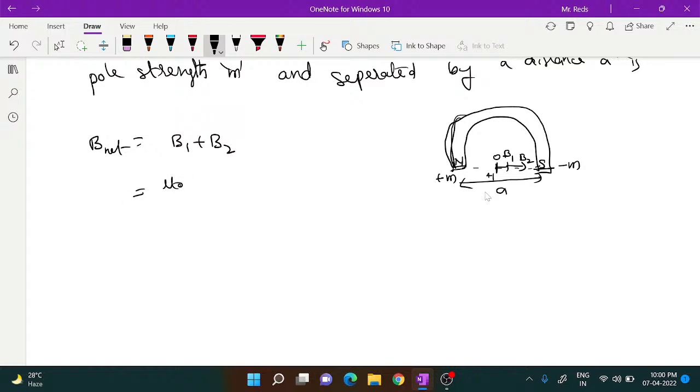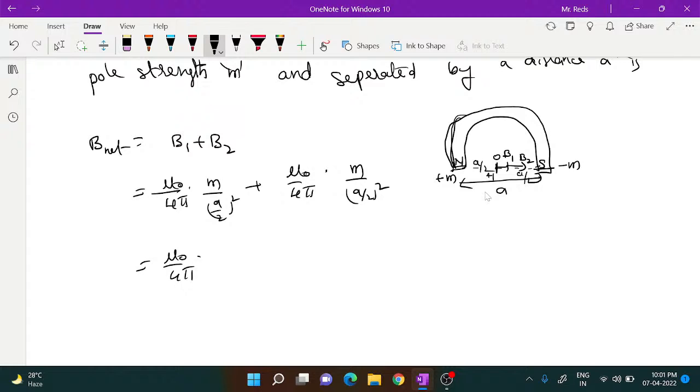So this is equal to mu naught by 4 pi into the field due to this north pole, m by its distance squared. This is a, so this distance will be a by 2. Similarly, this also will be a by 2. So you can take this as a by 2 whole square, plus this is also mu naught by 4 pi into m by a by 2 whole square. So overall you can say mu naught by 4 pi into 4m by a square plus 4m by a square. You can take it as 8m by a square. So 8m by a square is the net field.